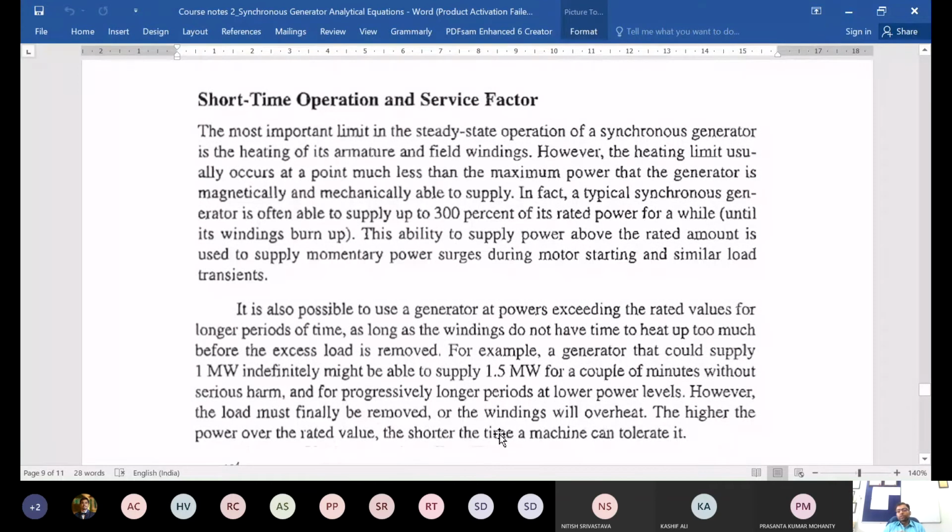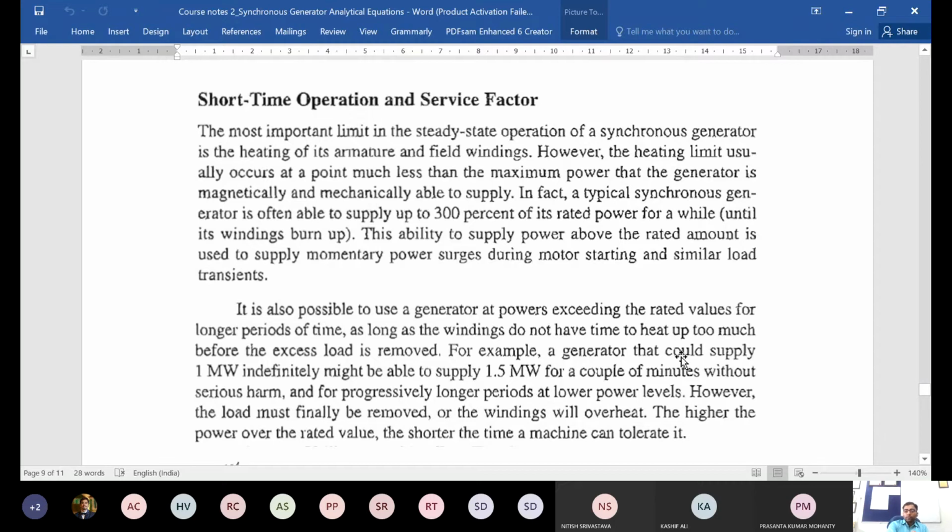So it is also possible to use a generator at powers exceeding the rated values for longer periods of time, as long as the windings do not have time to heat up too much before the excess load is removed. Okay, so that is the only criteria, because as we said, heating will occur as I square R into T. So the time also becomes important. So if the time is less, such that the total heat dissipated in the winding is below its thermal capacity, then it is okay.